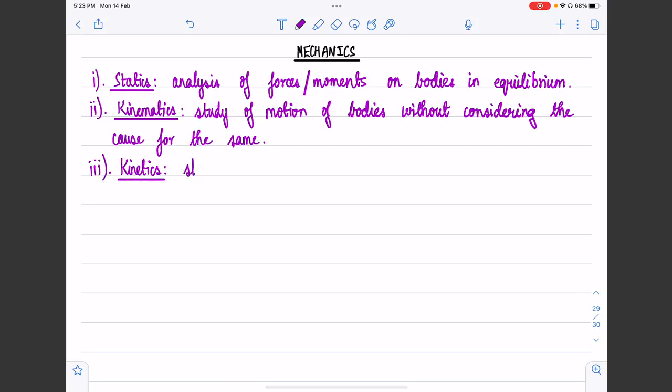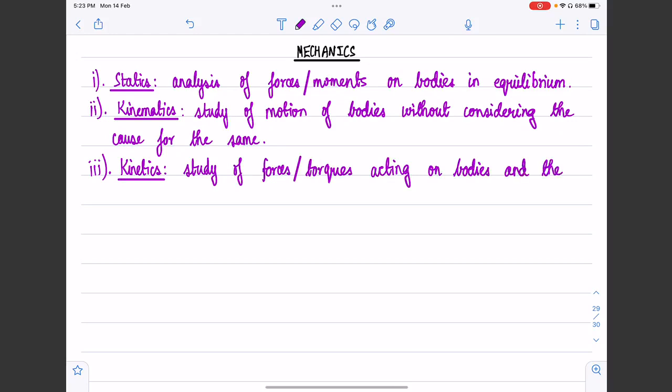Okay, what is kinetics? In kinetics, we essentially consider the forces, moments, or torques that act on the body and the resulting motion. So we consider the forces and torques acting on bodies and the resulting motion. Okay, so that is what we consider in kinetics.